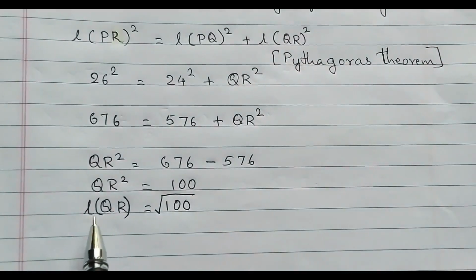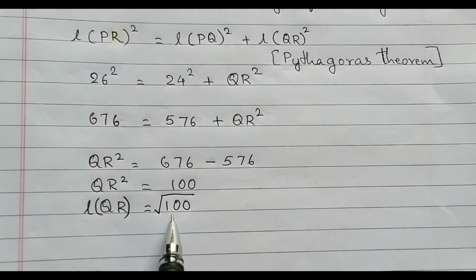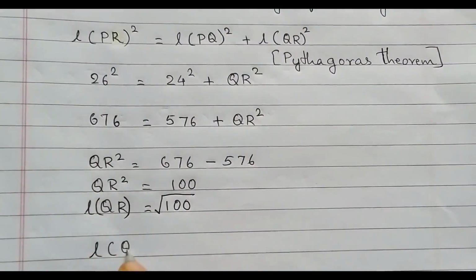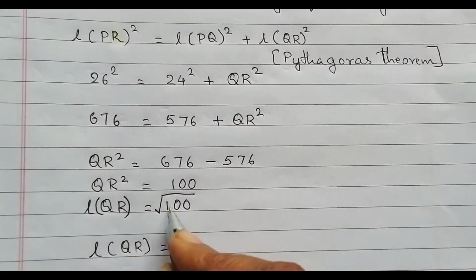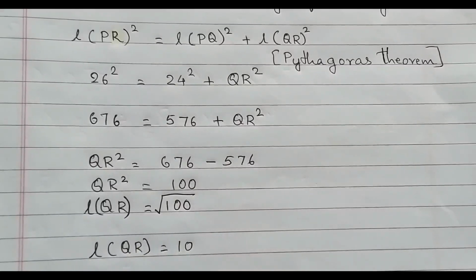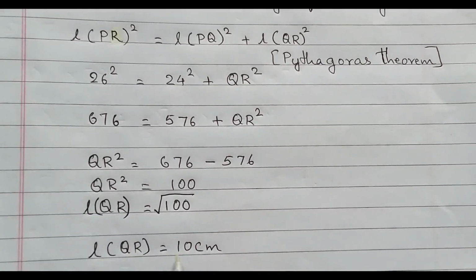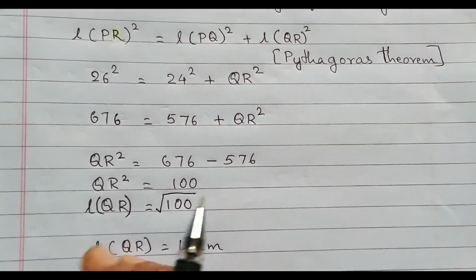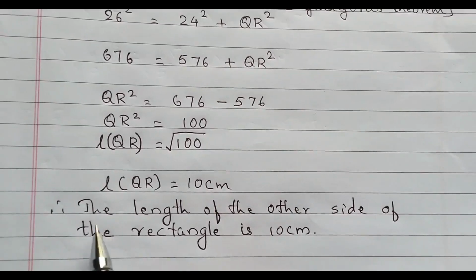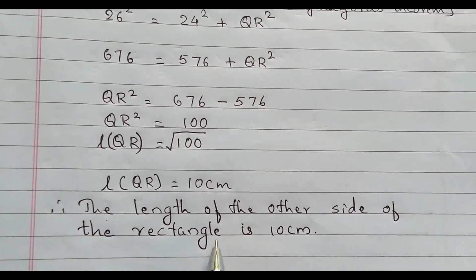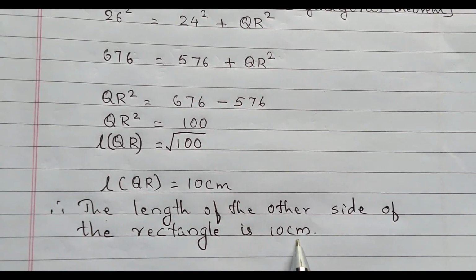So from this you can write length QR is equal to square root of 100, taking square root on both sides. So length QR is equal to square root of 100, which is 10. So we got length QR is 10 centimeters. So you can write the final answer: the length of the other side of the rectangle is 10 centimeters.